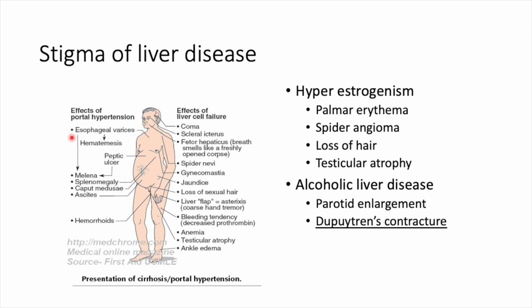Other findings you can see: in the history you may get hematemesis, there can be melena. On examination there can be hepatosplenomegaly, caput medusae, ascites, and hemorrhoids can also be there. So during a proper general examination, we will get an idea regarding the underlying pathology and specifically look for stigmata of liver disease.